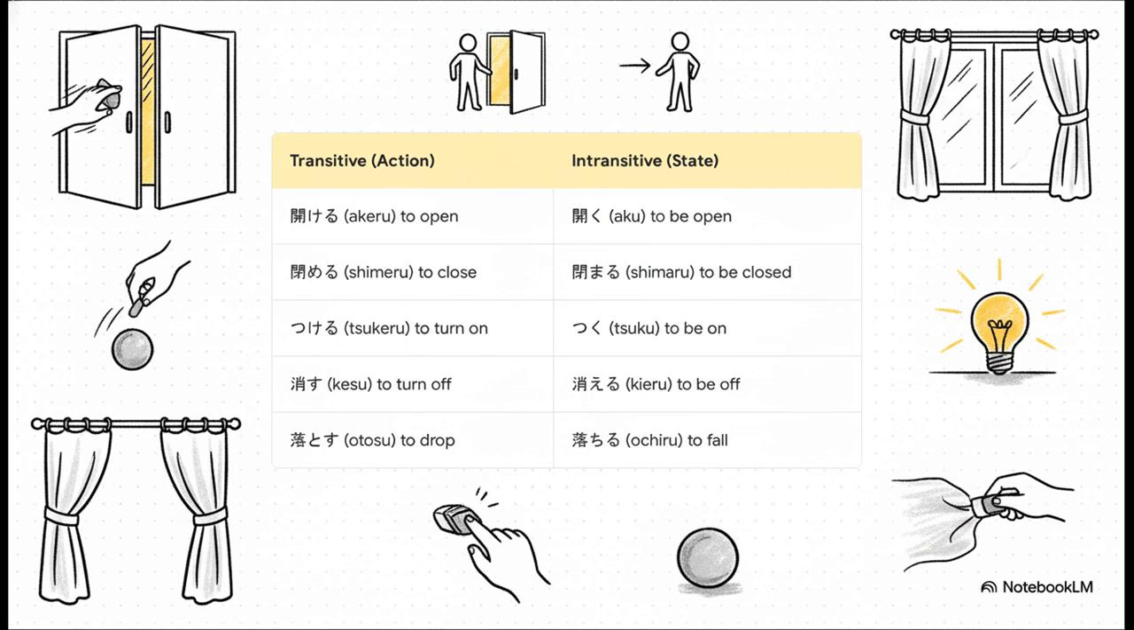And a lot of these verbs come in pairs. Now, I'm not gonna lie, there's no magic rule here. You pretty much just have to learn them. But look at these common ones. Akeru, to open something, versus aku, for something that is open. Otosu, to drop, versus ochiru, to fall. Getting these pairs down is a huge level up for your Japanese, trust me.